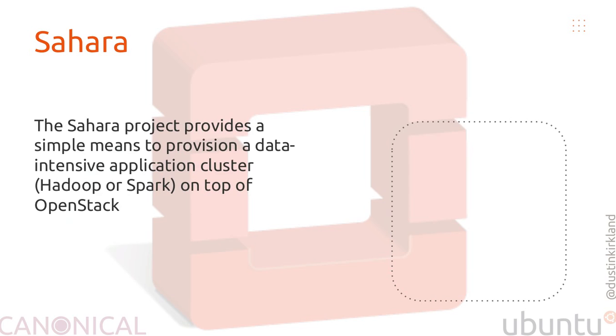And the newest component, which we don't even have a fancy logo for yet, is the Sahara project. And Sahara is very similar to database as a service. It's more like Hadoop as a service, or it is Hadoop as a service. Again, that maps to similar offerings from Amazon, I think it's Elastic MapReduce, EMR.